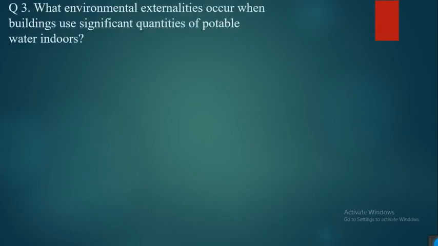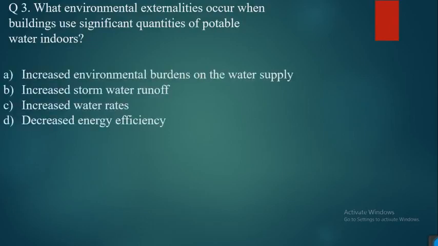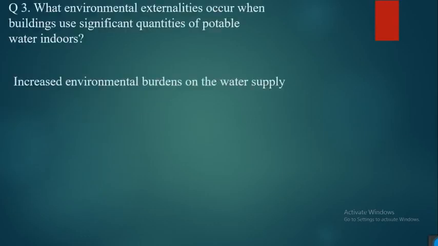Third question. What environmental externalities occur when buildings use significant quantities of potable water indoors? Options are: increased environmental burdens on the water supply, increased stormwater runoff, increased water rates, decreased energy efficiency. Answer is increased environmental burdens on the water supply.